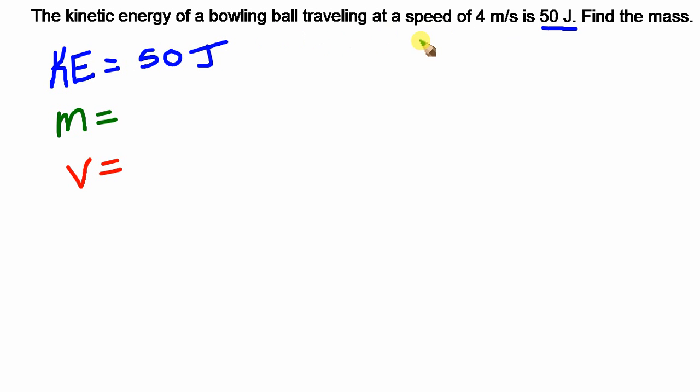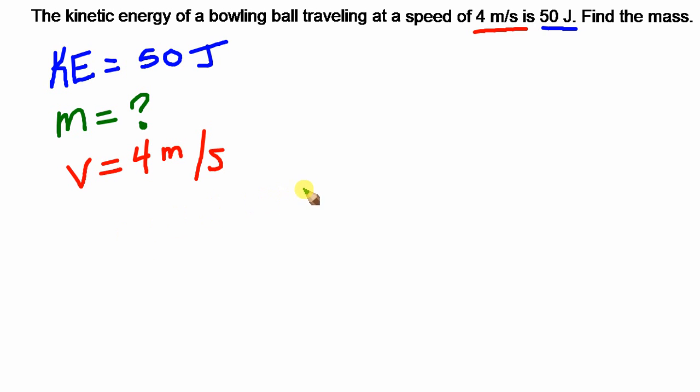Mass is in kilograms, but I don't see any kilograms here, and it says find the mass, so that must be what I'm trying to find. And velocity is units of meters per second, so I know that my velocity is 4 meters per second. I know you're used to kinetic energy equals 1/2 mv squared, but because we're trying to find mass instead of kinetic energy, I need to use a different equation.